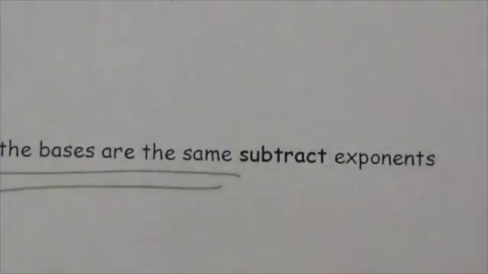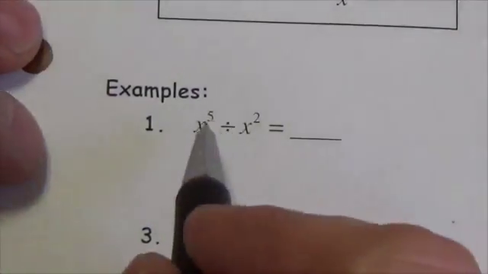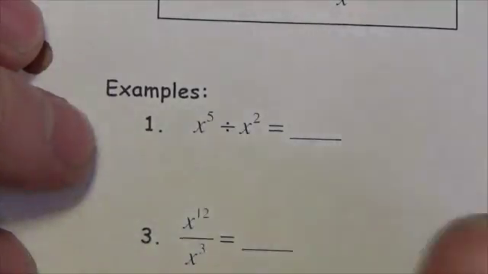And again, the assumption at this point is that you've seen this before. We're just trying to remind you of this. So let's take a look at some examples here. x to the 5 divided by x squared.